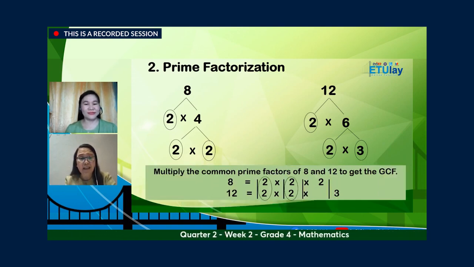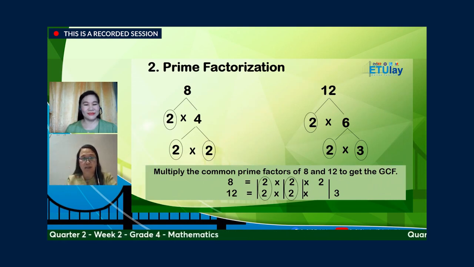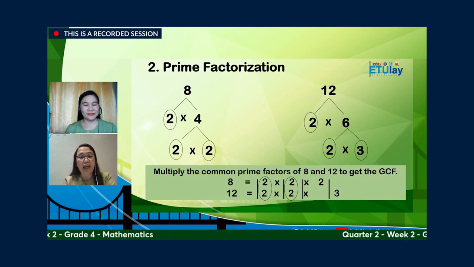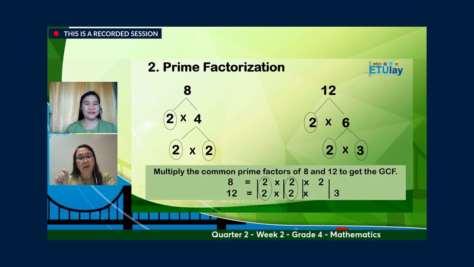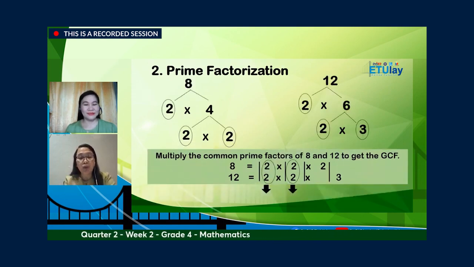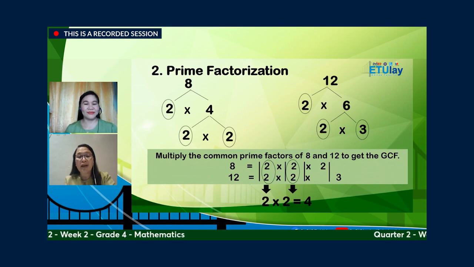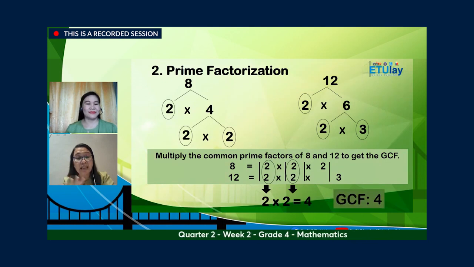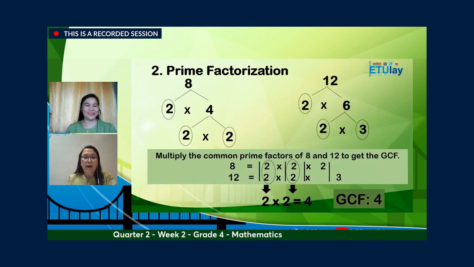Okay, let's find out the common prime factors of 8 and 12 to get the GCF. So we have there 2, and then another one is 2. So we have to multiply 2 times 2 equals 4. Therefore, the GCF of 8 and 12 is 4.